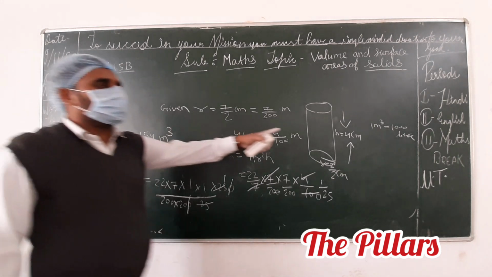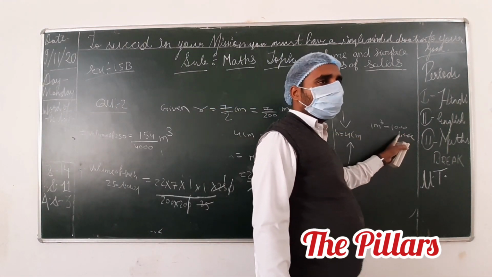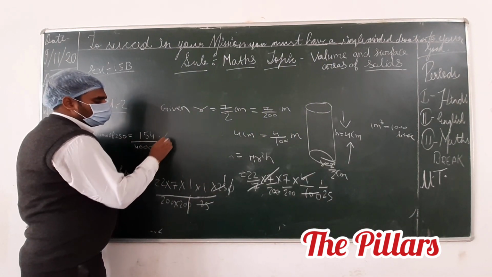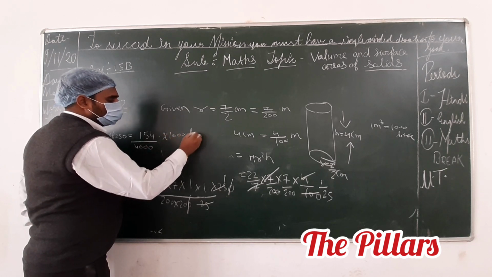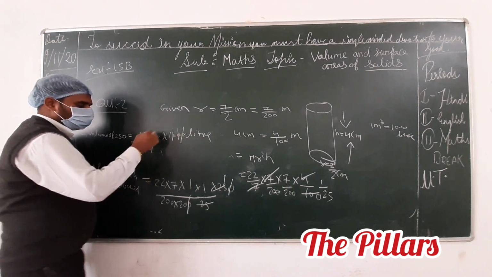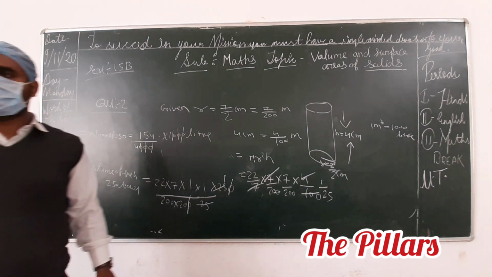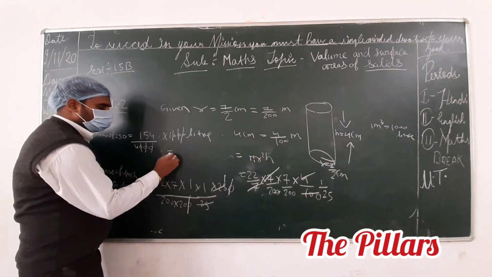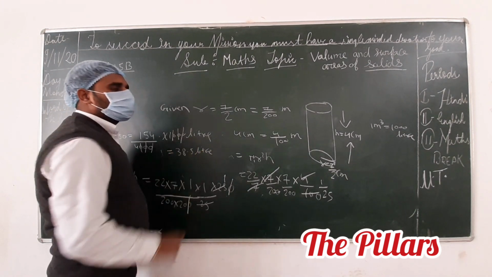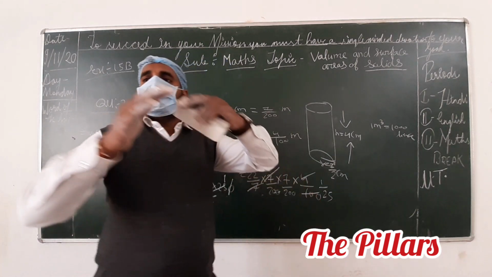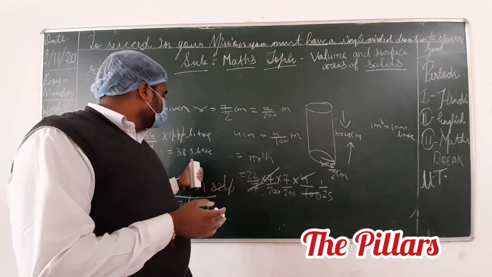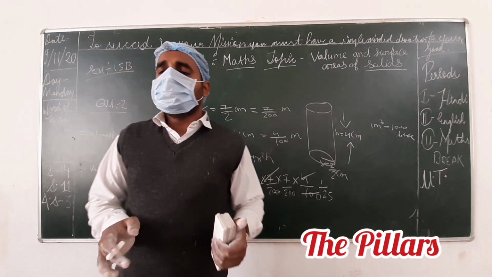You know that 1 meter cube is equal to how many liters? If you want to convert into liter, 1000. Then it will be multiplied by 1000 liter. 154 divided by 4 equals what? 38.5 liter. It means the total capacity of soup required for 250 patients is 38.5 liter. Anyone have any problem in this question?